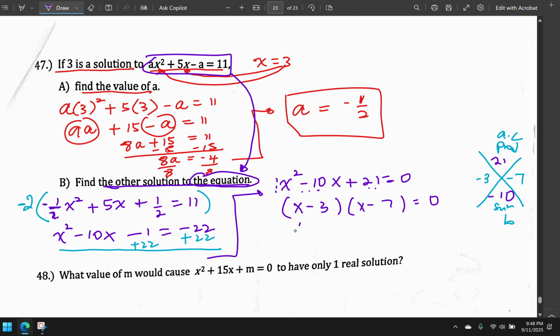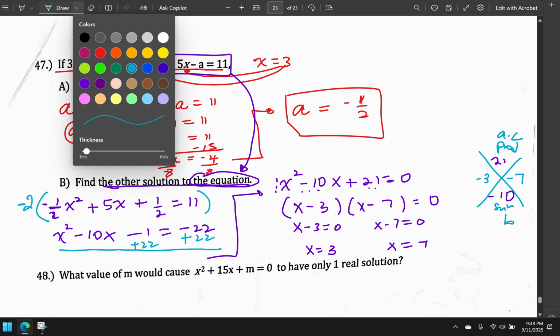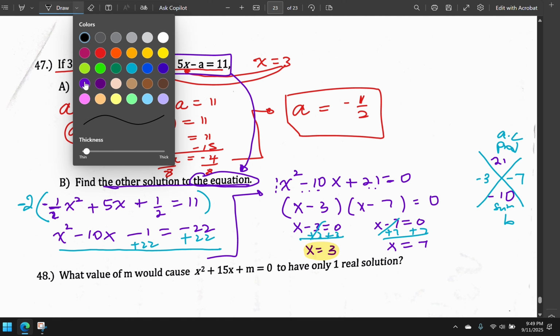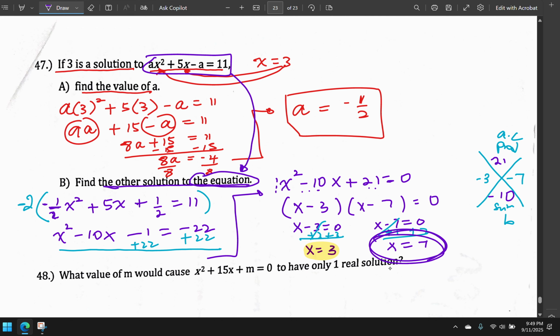Those are the factors. Remember, you solve for each of these by setting each equal to 0. So you're going to add 3 to both sides. This is going to end up being x equals 3. Add 7 to both sides. This one's going to end up being 7. If you want me to show the work, plus 3, plus 3, plus 7, plus 7, these cancel. That's how we end up getting these answers. To prove it, we were already told that 3 is a solution. There it is, you're seeing x equals 3, which we were already given. We were looking for the other solution. So the answer to this question ultimately is x equals 7.